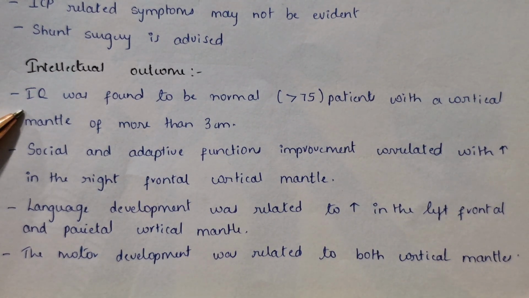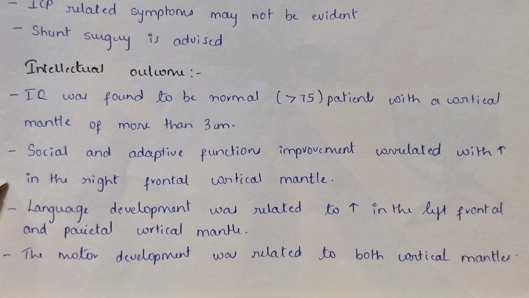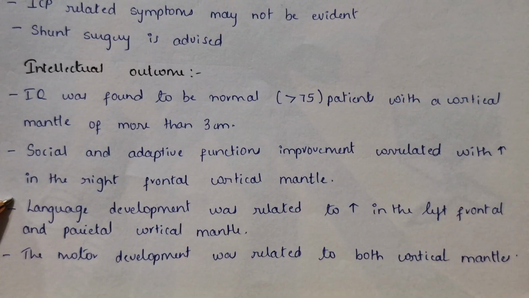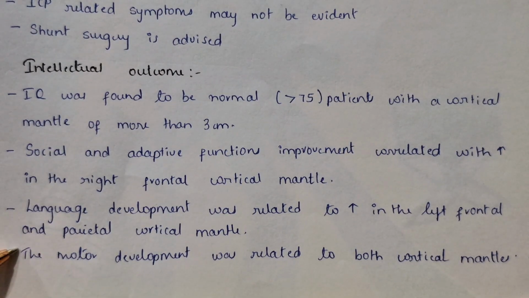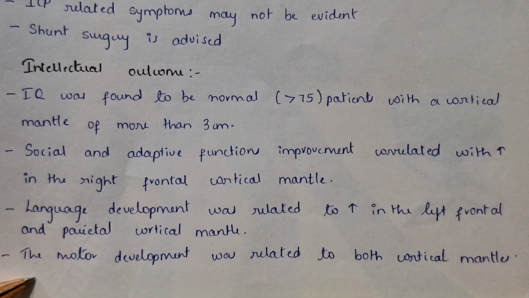IQ was found to be normal, which is more than 75, in patients with a cortical mantle of more than 3 cm. Social and adaptive functions improvement correlated with increase in the right frontal cortical mantle. Language development was related to increase in the left frontal and the parietal cortical mantle. The motor development was related to both the cortical mantles.